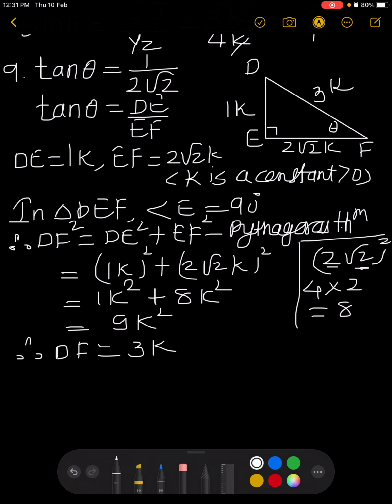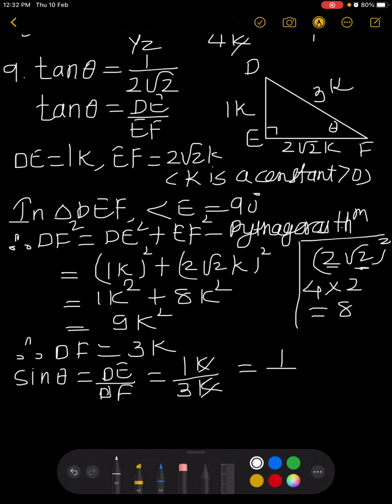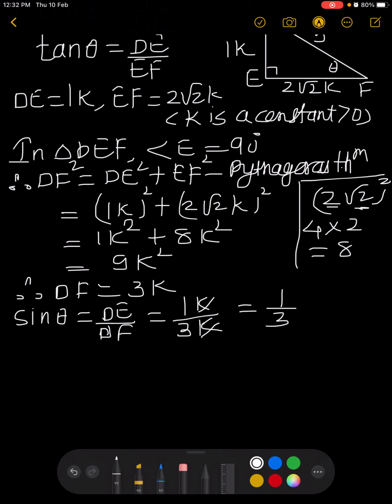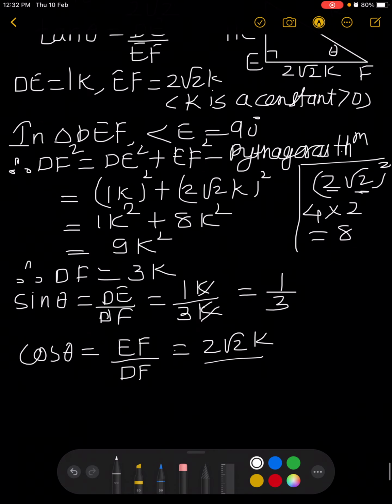DF has got 3k. Let us obtain sin theta, the ratio of the opposite side DE and the hypotenuse DF. This is called sin theta, 1k upon 3k. K cancels, 1 upon 3. Then you have the last ratio cos theta for this example, the neighbor side EF and the hypotenuse DF. Divide them, 2 root 2k, the hypotenuse is 3k. Here k cancels, and you get 2 root 2 upon 3.